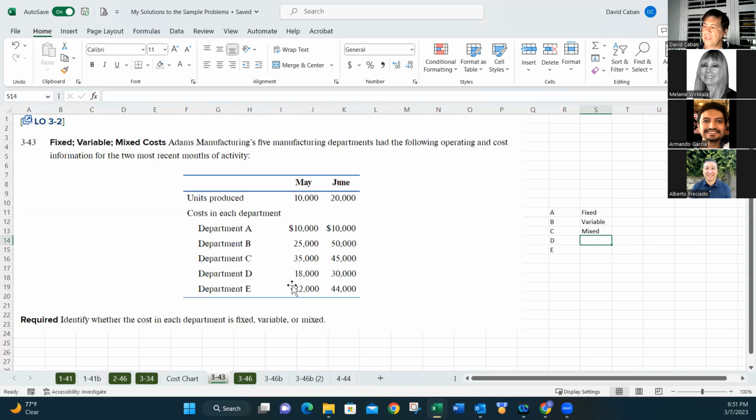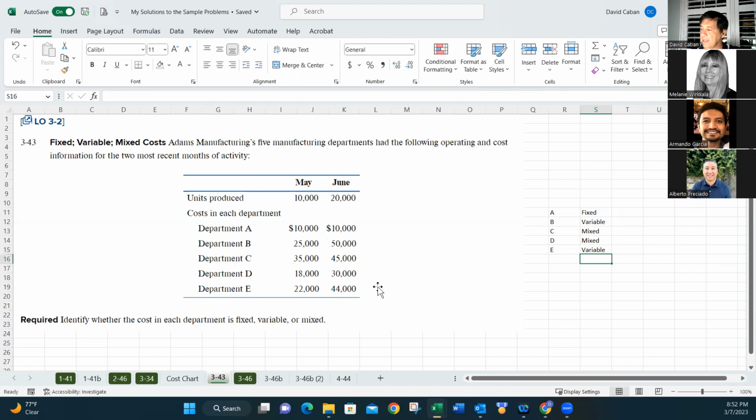Okay, again, Department D, you see that there was a change, but it is not proportional. So what do you think Department D is? It's mixed, okay? Department D is mixed. And Department E, is that fixed or variable or mixed? Oh, I'm sorry. It's variable. Notice how it changed proportionately. Okay, so this is going to be variable.